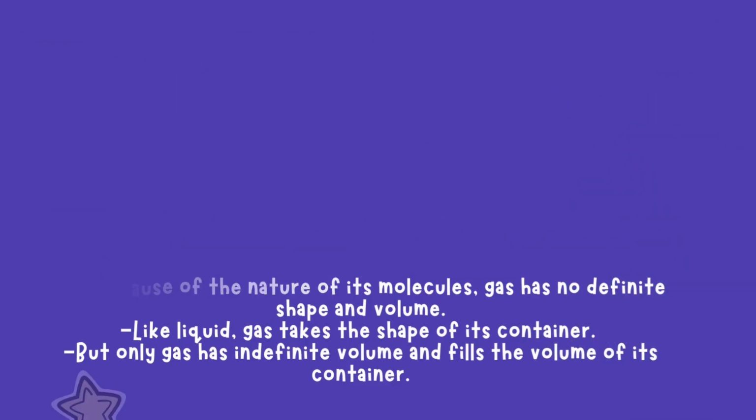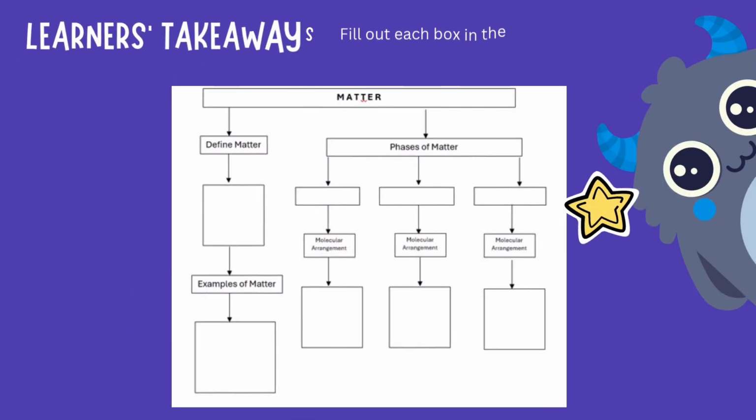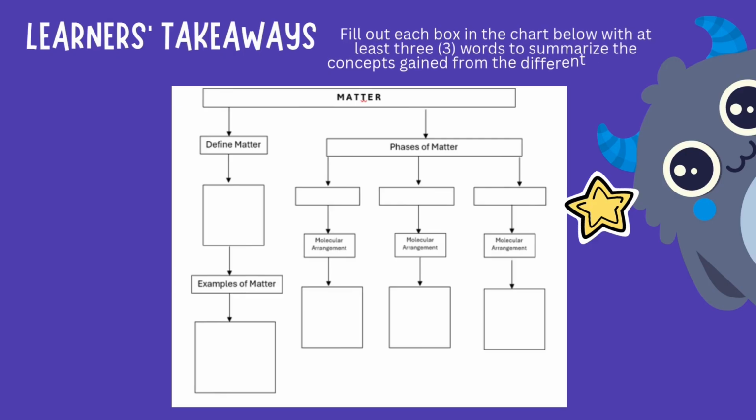Alright, so for your takeaways, okay, fill out each box in the chart below with at least 3 words to summarize the concepts gained from the different activities. So you can always go back to the slides and try to fill out each box. So to complete our graphic organizer. So what is matter? How do we define matter? What are the phases of matter? And what is the molecular arrangement?